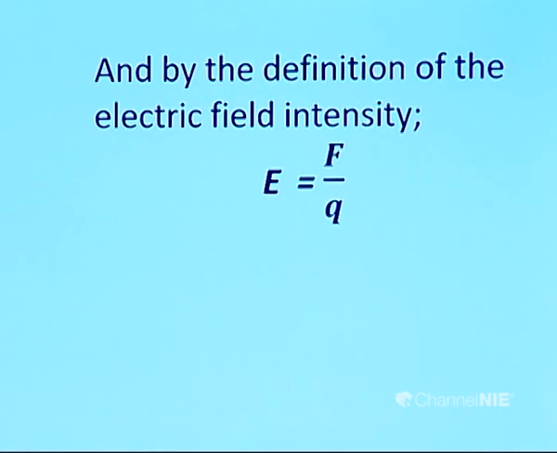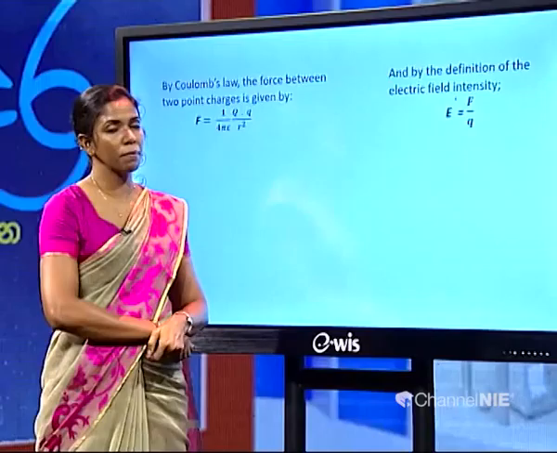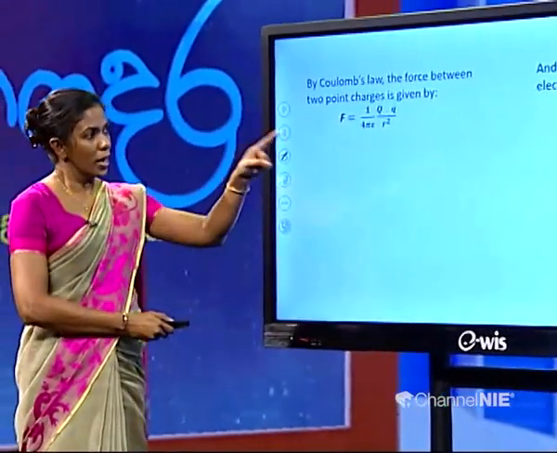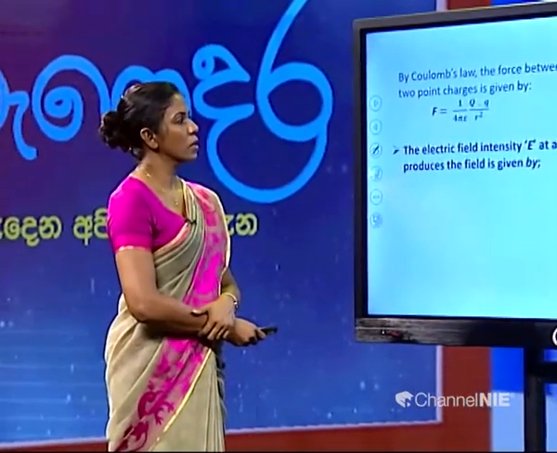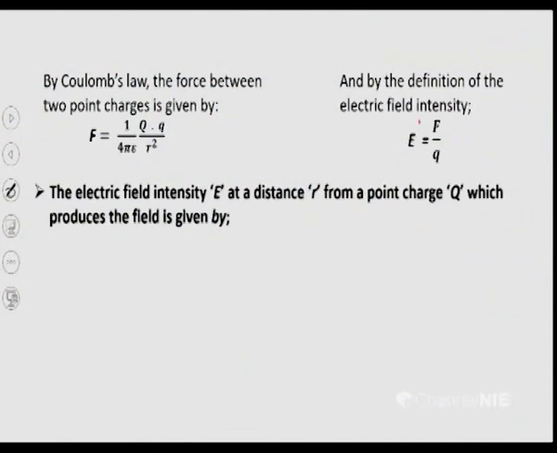The electric field intensity at a particular point in an electric field can be defined as the electric force exerted per unit test charge kept at that point. So if you look at them closely, do you see that? I'll further explain it a bit.